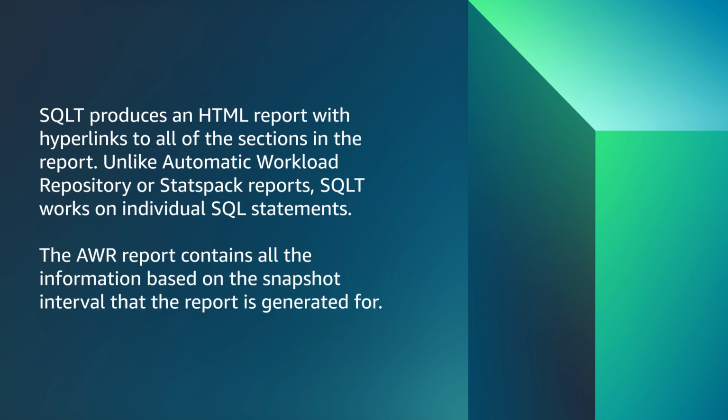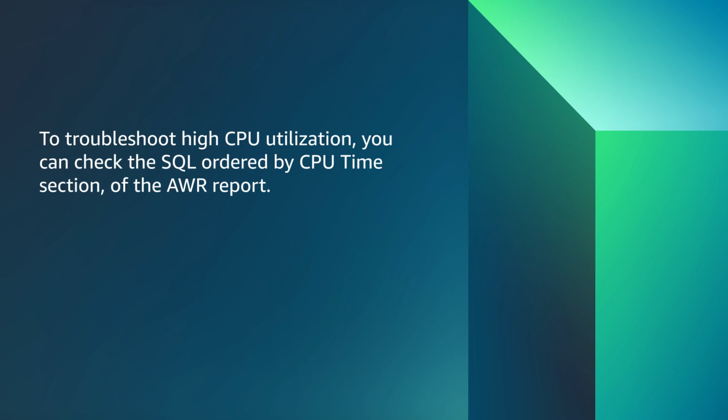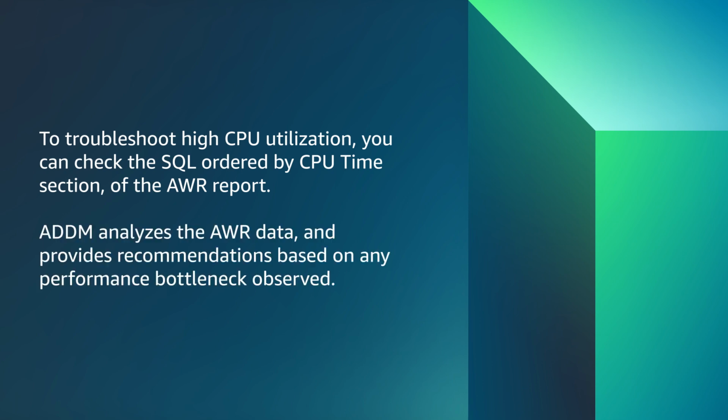The AWR report contains all the information based on the snapshot interval that the report is generated for. To troubleshoot high CPU utilization, you can check the SQL ordered by CPU time section of the AWR report. ADDM analyzes the AWR data and provides recommendations based on any performance bottleneck observed.